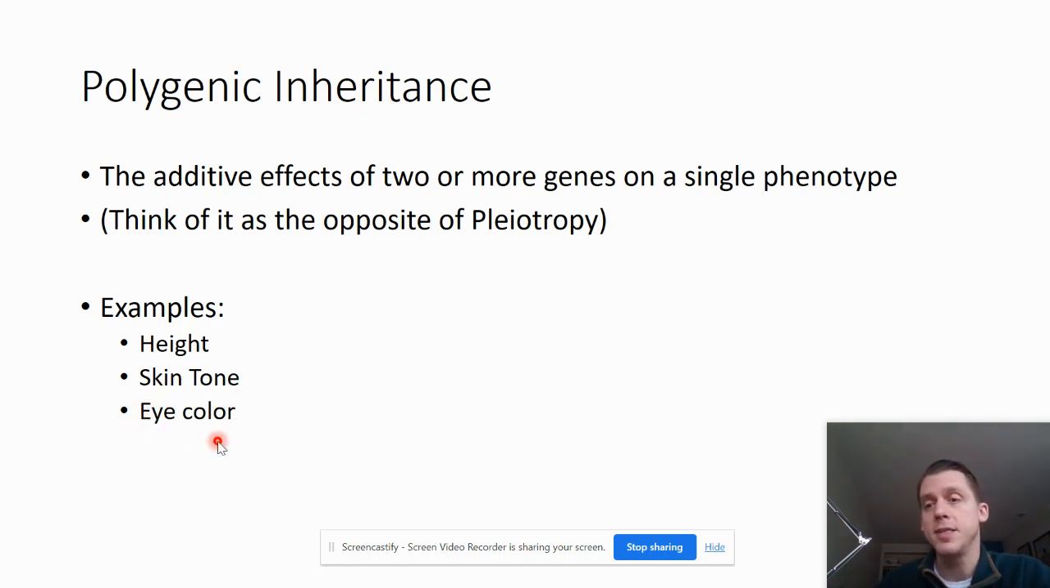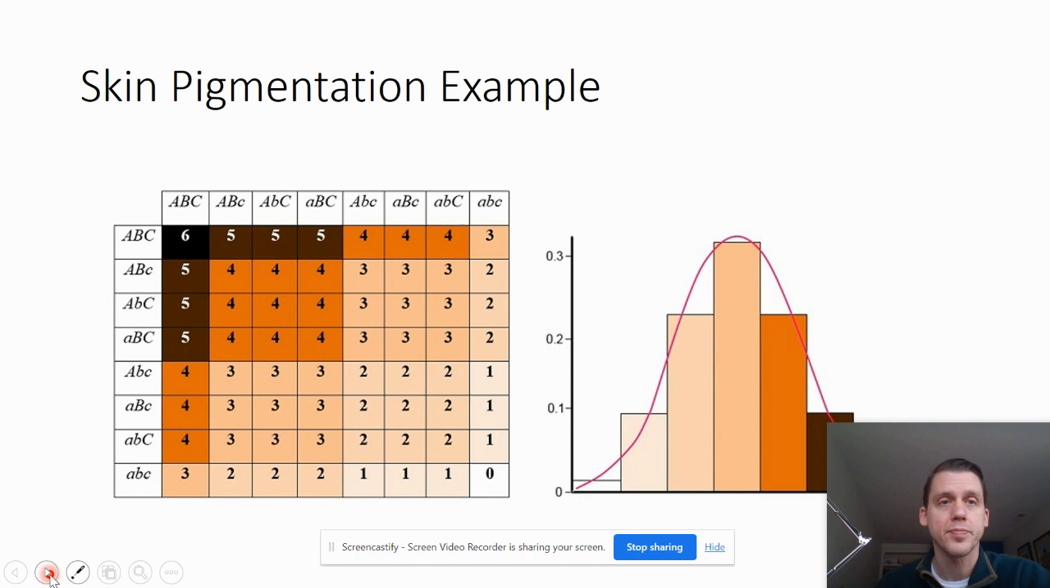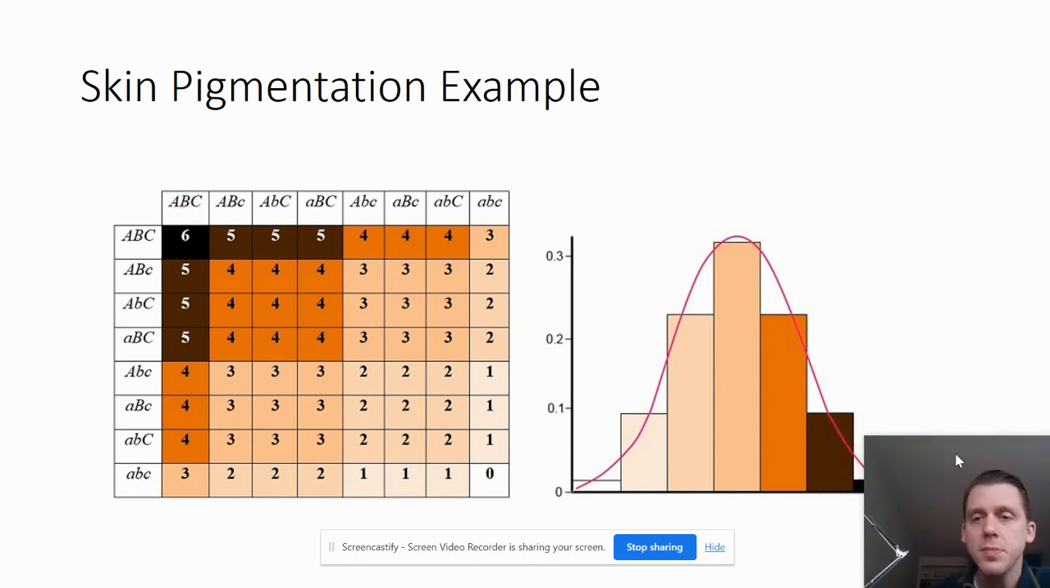Eye color is simplified by saying there's one gene, but there's actually more than one gene that controls your eye color. Here, we have an example of skin pigmentation. Usually polygenic traits have this bell-shaped curve. That means very few people are on the edges of the curve, and most people are somewhere in between. For skin pigmentation, there are three genes that code for it. If you have all dominant, you are on this end. If you have all recessive, you are on this end. That's very few people. Most people in the world are somewhere in between.